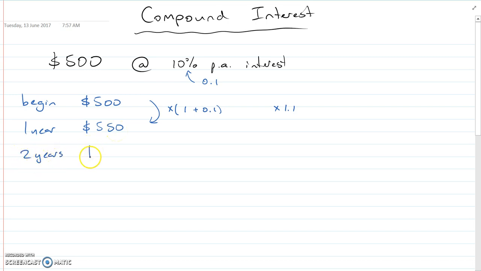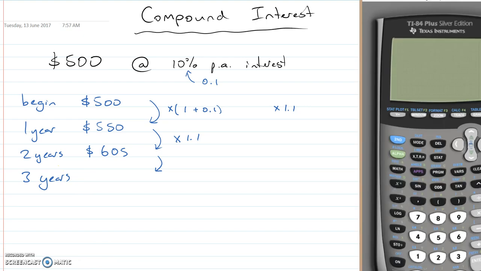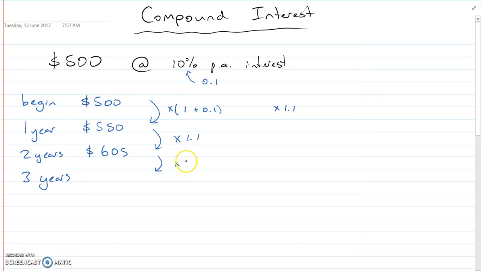After 2 years, again, you can times this by 1.1. So after 2 years we've got 605. After 3 years, we can put it in the calculator: 605 times 1.1 is 665.50.